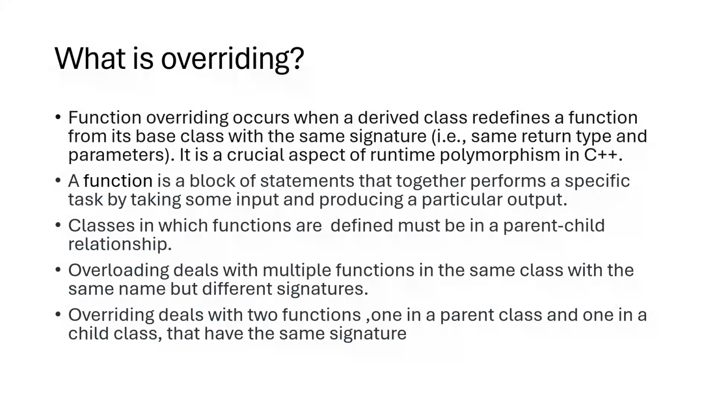Next, what is function overloading? Overloading means we have multiple functions in the same class with the same name but different signatures. Different signature means different parameters, different parameter orders, or different data type parameters. This is known as overloaded functions. Now, overriding deals with two functions, one in the base class and one in the derived class, that have the same signature.